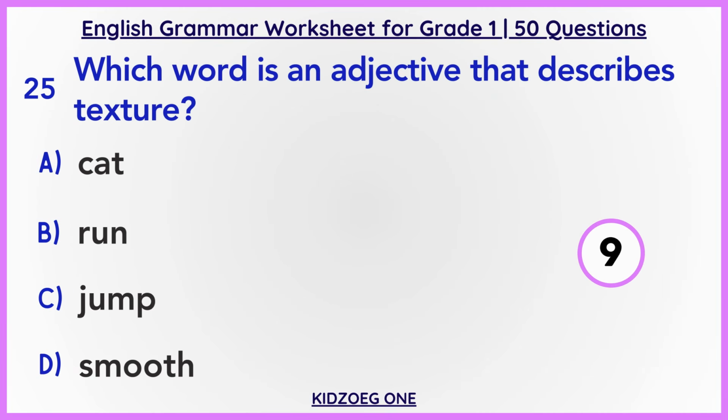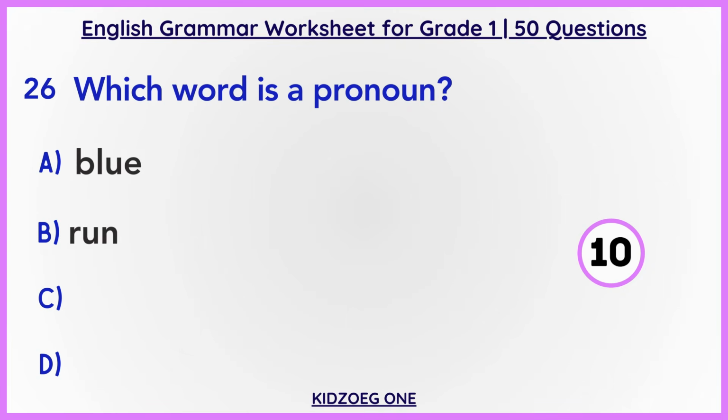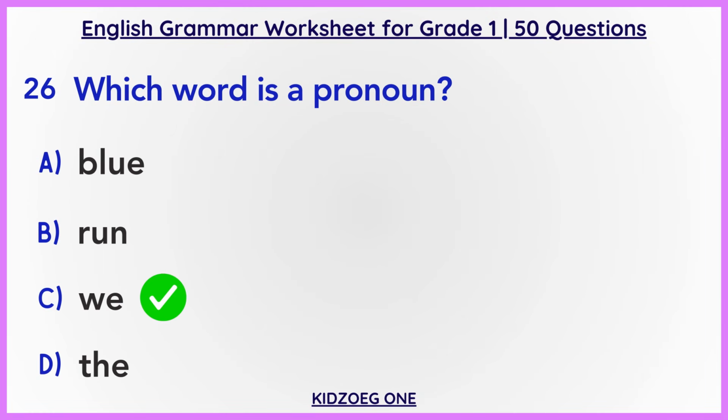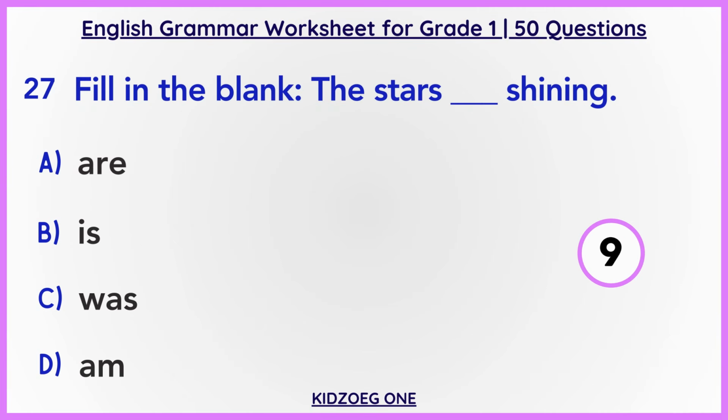Which word is an adjective that describes texture? Smooth. Which word is a pronoun? We. Fill in the blank, the stars dash shining. Are.